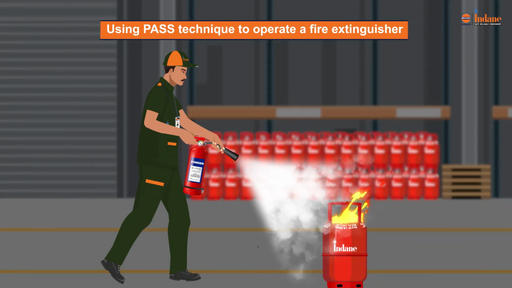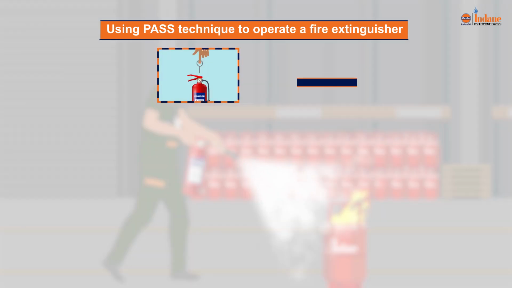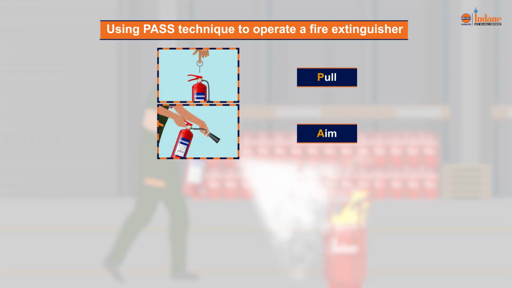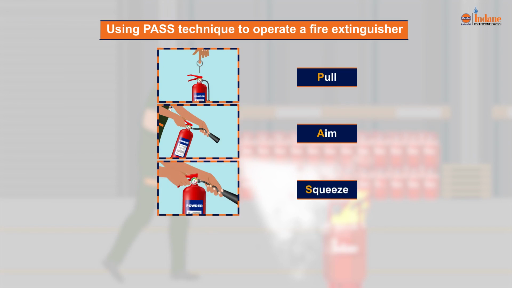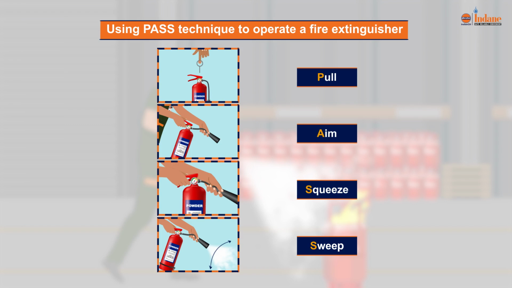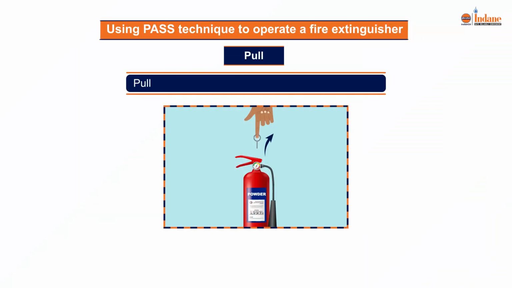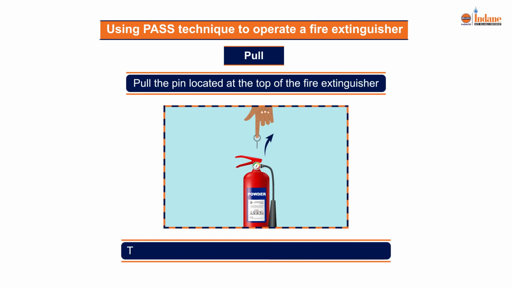So, how do we operate these fire extinguishers? Here is an easy way to remember how to use a fire extinguisher. Just remember the acronym PASS, which stands for P for pull, A for aim, S for squeeze, and S for sweep. First, pull the pin located at the top of the fire extinguisher. This will break the seal and unlock the fire extinguisher.